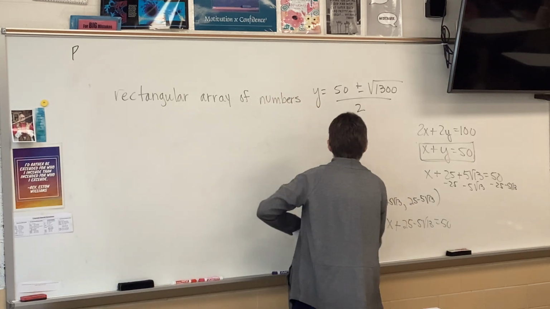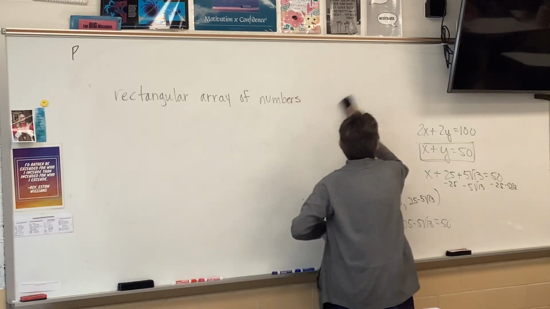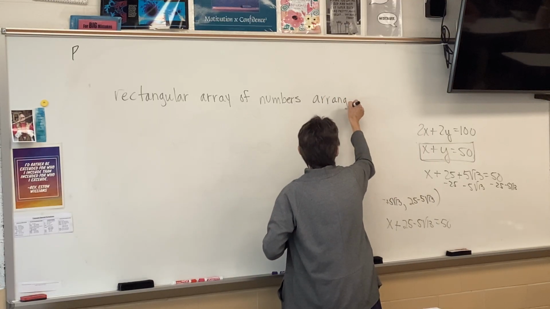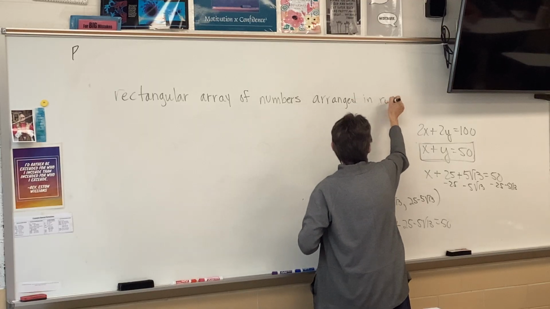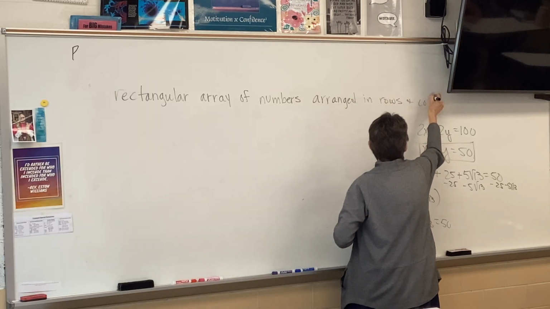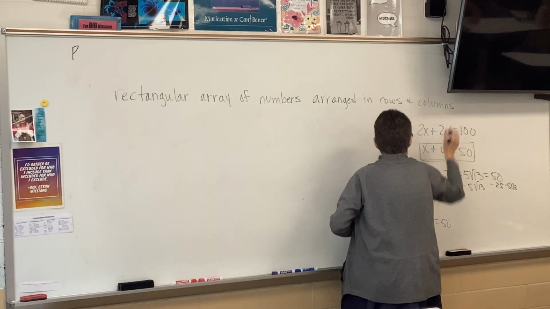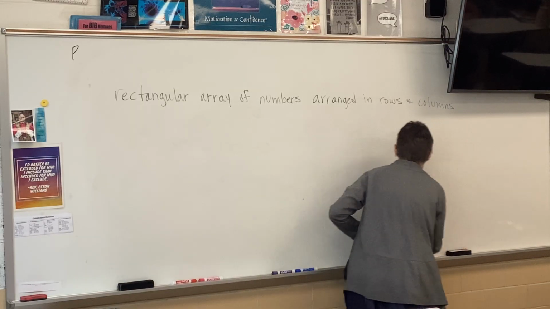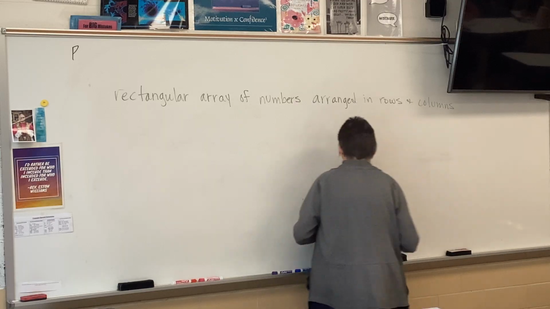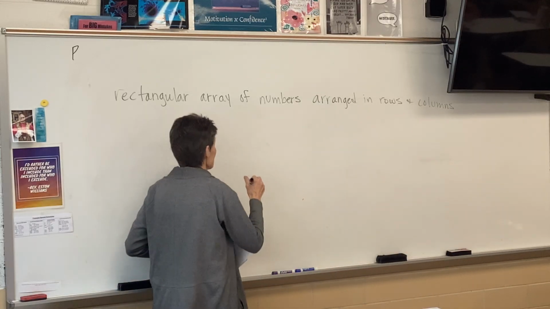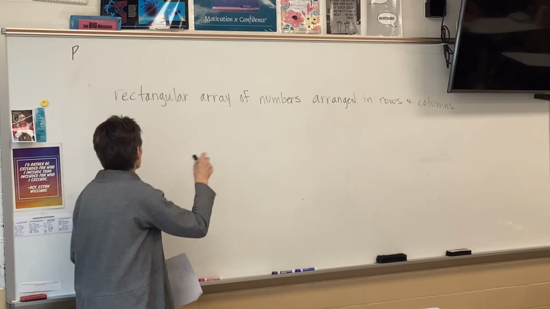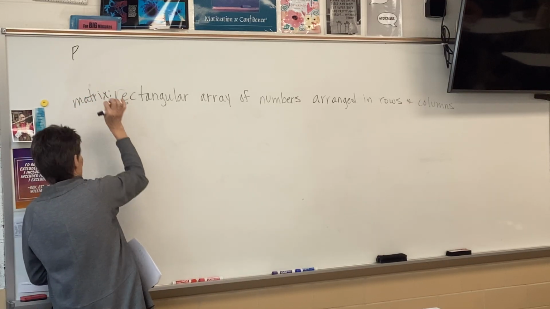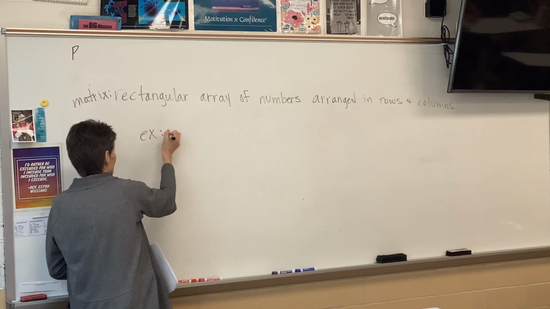A matrix is a rectangular array of numbers arranged in rows and columns. That's the definition. All right, that is the definition of a matrix. But now let me give you an example.